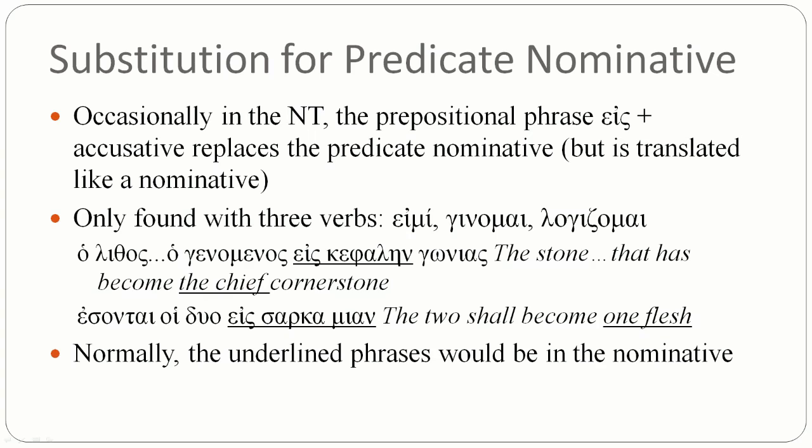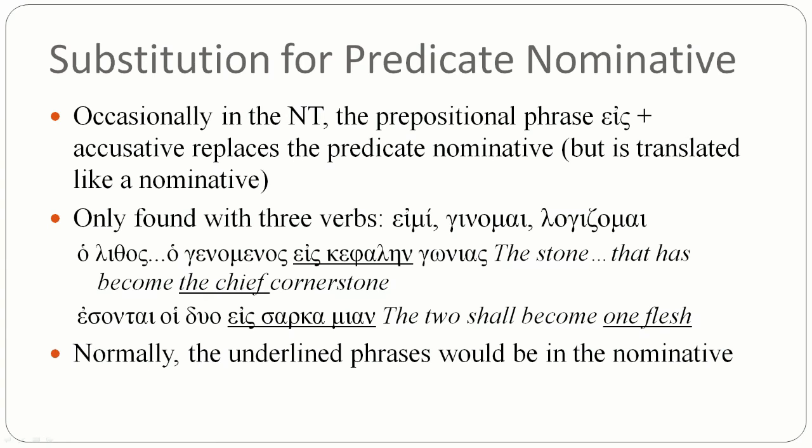If you remember from last year, eis plus the accusative means into or to or toward, whatever the accusative is. But if you see this phrase used with certain verbs, do not translate it into something, but rather just translate it as a predicate nominative. Okay, what does that mean? Well, here's some examples. Okay, ho lithos, ho genomenos eis kephalen gonias. Okay, the stone has become the chief stone, or the headstone, not headstone like a cemetery headstone, but like the most important one.